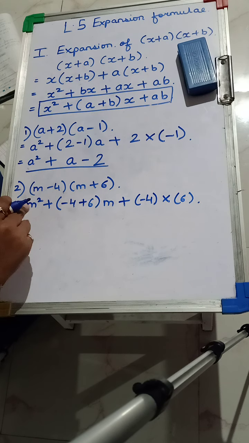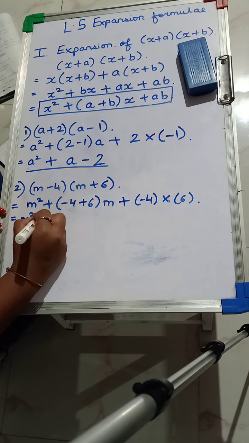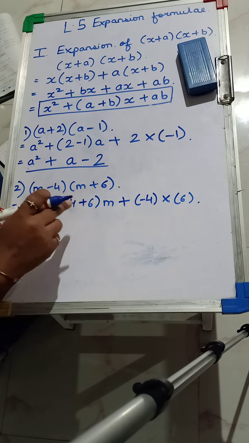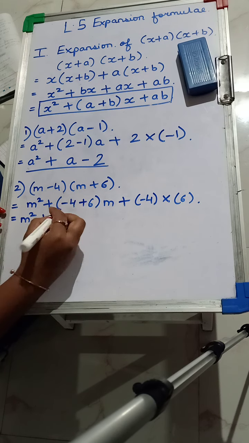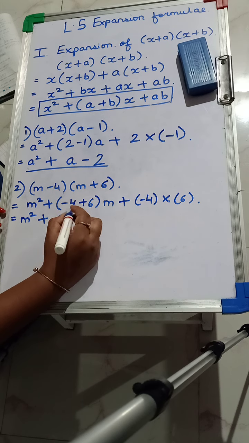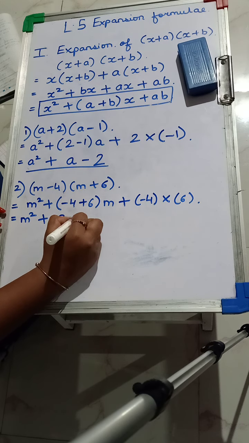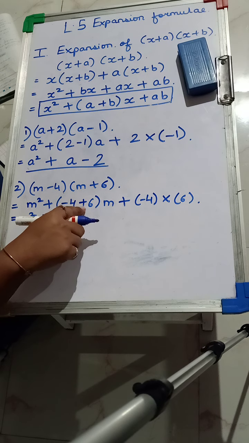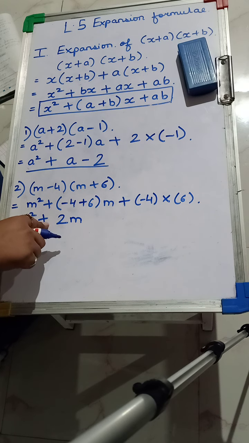So here now we are going to solve. m square will be as it is, m square. Minus plus gives us minus. So 4 minus 6 will give us 2, and that is 2m. Now here you will again think that the sign is minus plus here, so why are we not taking a minus?